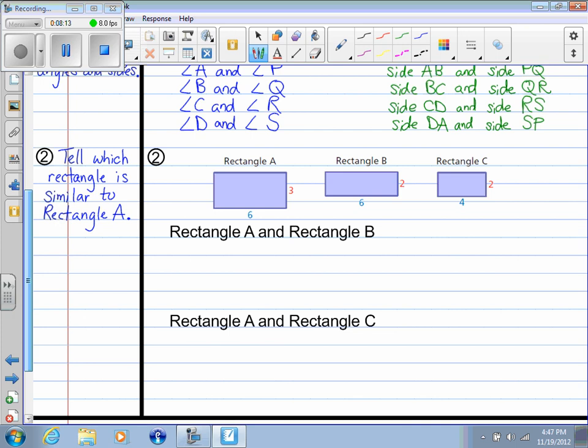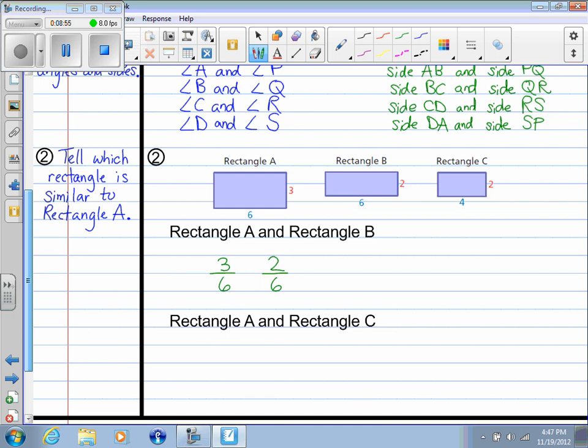There's lots of different ways that we could write this proportion. I'm going to write a ratio of the short side to the long side in this case. And you could do it in different ways, but this is one of the correct ways to do it. So for rectangle A, the short side is 3 and the long side is 6. And then for rectangle B, the short side is 2 and the long side is 6. So on the left side, I have rectangle A. On the right side, I have rectangle B. On the top, I have the 2 short sides, and on the bottom, I have the 2 long sides.